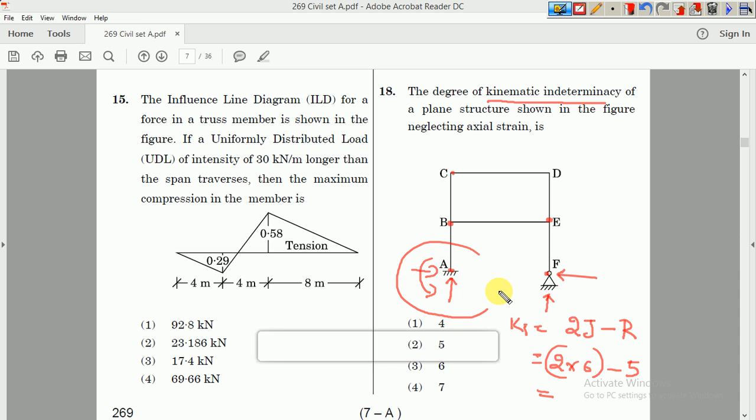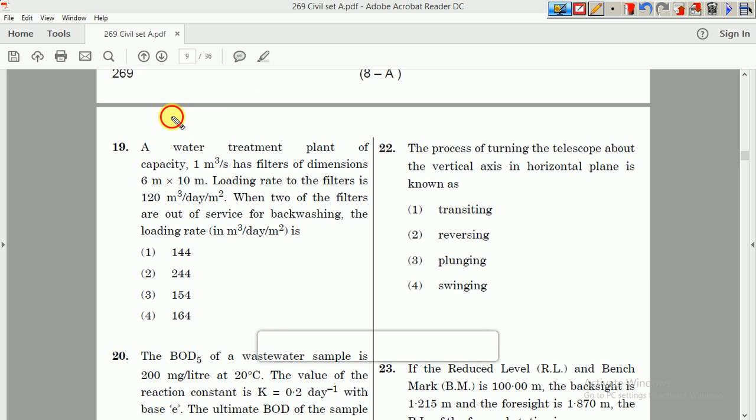If you are not familiar with this concept, I have made a video and the link is given in the description. That is in strength of materials, where I explained it very easily. So the degree of kinematic indeterminacy comes to 7. The answer is 7. This topic comes under environmental engineering 1.